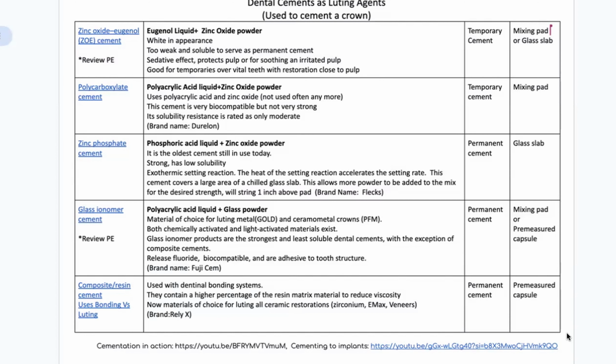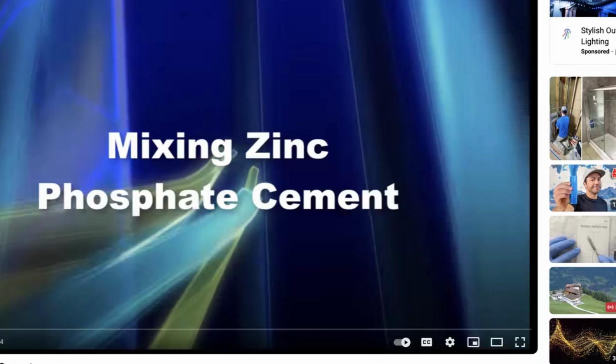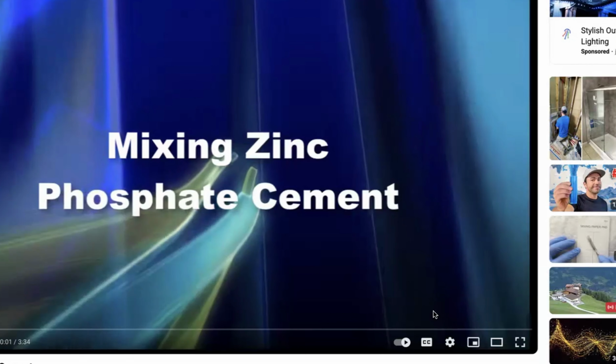And you could see above, where else do we use polyacrylic acid liquid? We use it in our polycarboxylic cements, which are pretty much phased out over time, not used as often anymore, but we use them quite a bit in our glass ionomer cements. So this one in particular is our material of choice. So let's go ahead and look at how to mix our zinc phosphate cement.